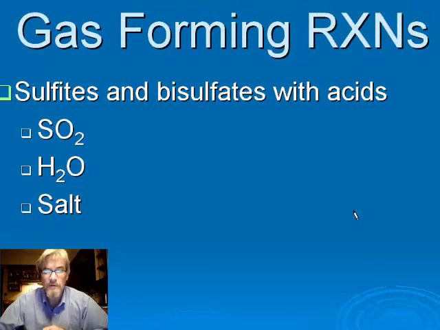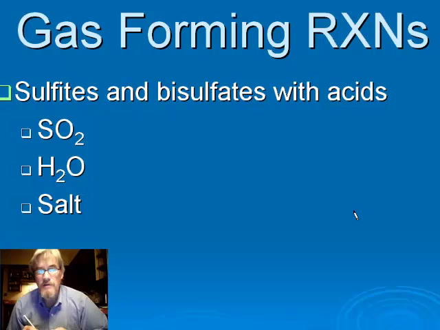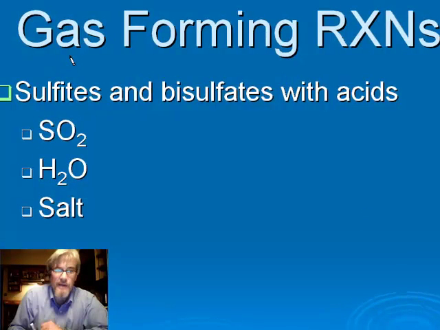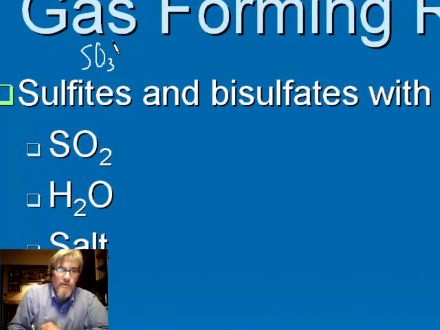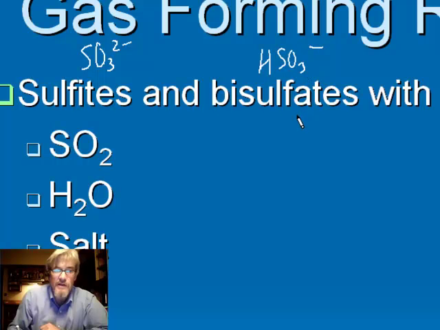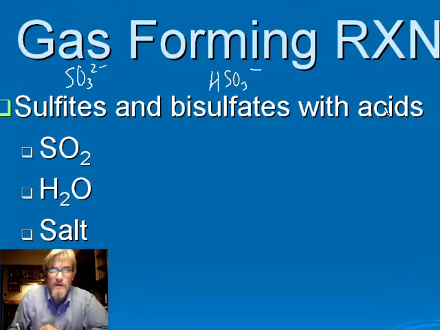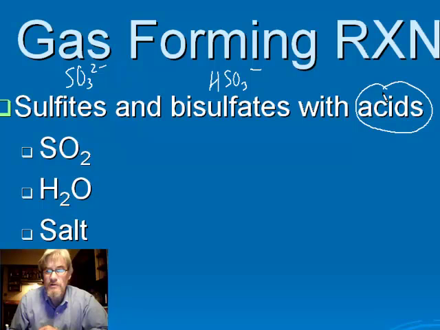Another class of gas-forming reactions works in a very similar way to the last one that we saw, and that's sulfites and bisulfites. Sulfite is SO3 2-, and bisulfite is HSO3 1-. When those are the anion, no matter what acid you react it with, you're going to predictably get SO2, H2O, and a salt. And again, here's how it works.